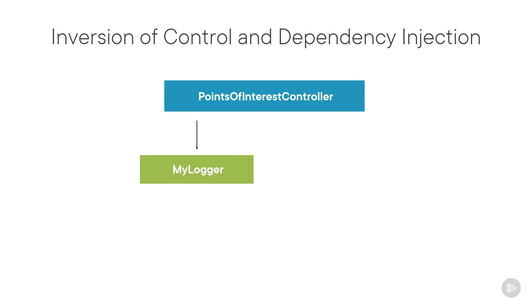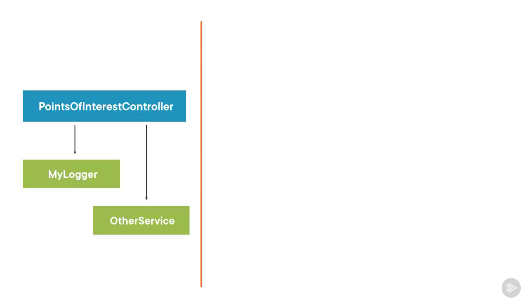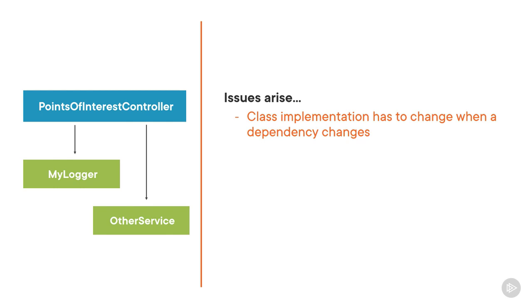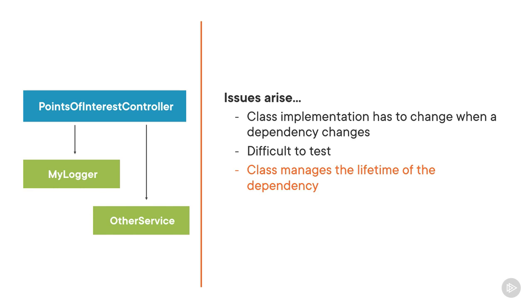We'd typically new it up in the constructor. And let's say it also depends on one or more other services. Problems arise when you need to replace or update that logger. The controller's source code will have to change. It also makes the controller harder to test. You can't just replace the logger with a mock version of the logger, as we're using the concrete type. And lastly, the class needs to manage the dependency's lifetime. In short, this is tight coupling.